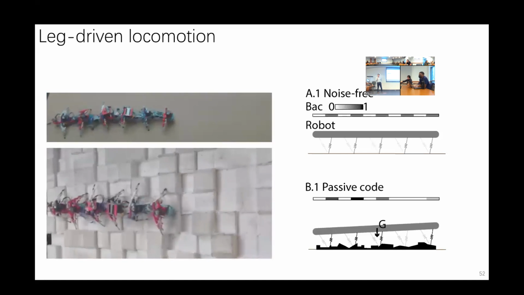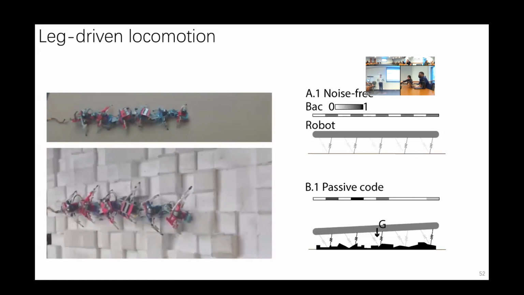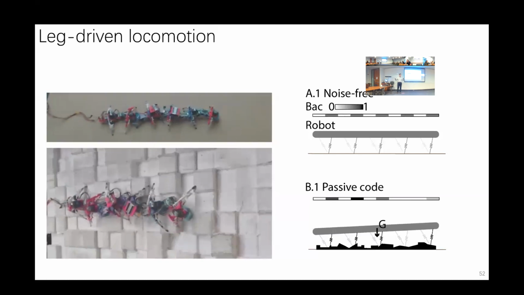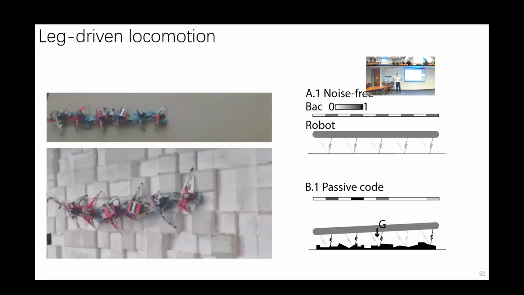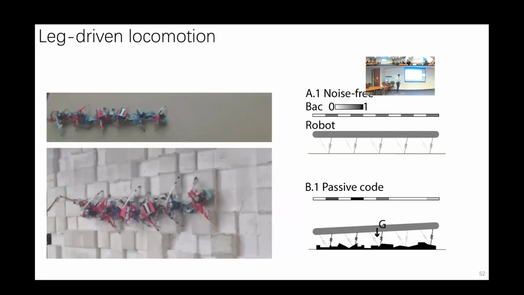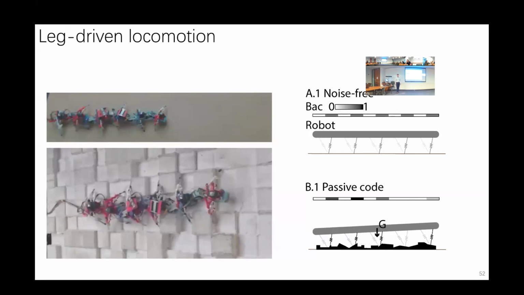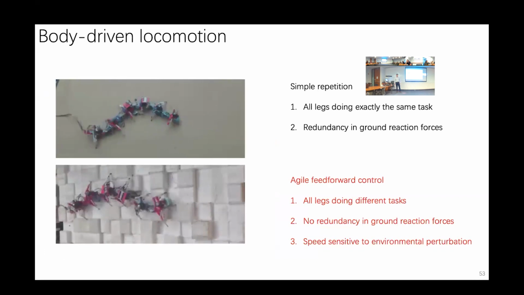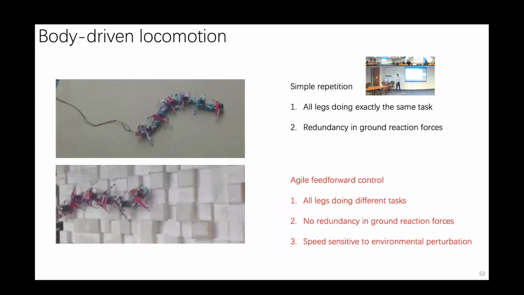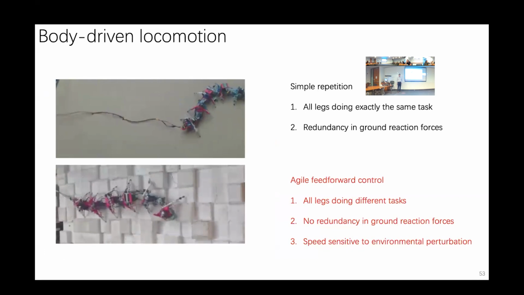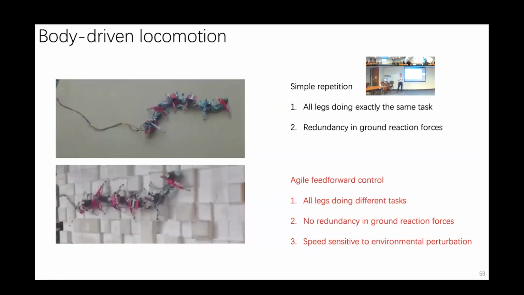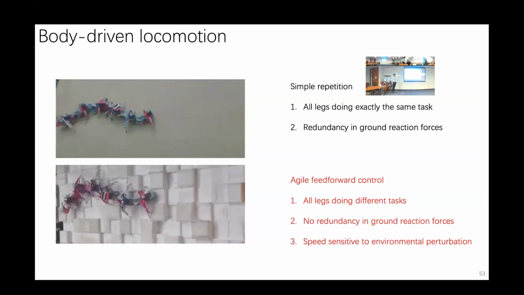And upon challenge by the rugged terrains, gravity will redistribute the reaction forces. The gravitational responses serve as the majority vote decoder. So of course, these robots will have reliable and robust performance on rugged terrains. And now, what about the body-driven movement we just identified? So here, all the legs are doing different tasks. There's no more redundancy in ground reaction forces. So of course, the speed is very sensitive to the terrain heterogeneity.